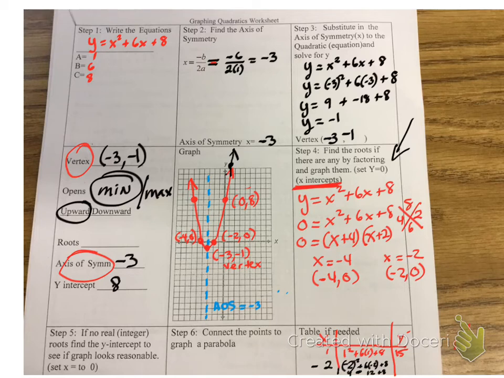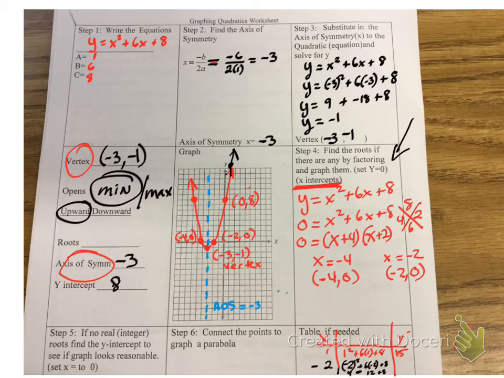If I choose 2, when x is 2, I'm doing x squared plus 6x plus 8. So I would do 2 squared plus 6 times 2 plus 8. Oh, let's do negative, right? So that makes 4 minus 12 plus 8, which equals 0. Is that right? Yeah. That would be 0.